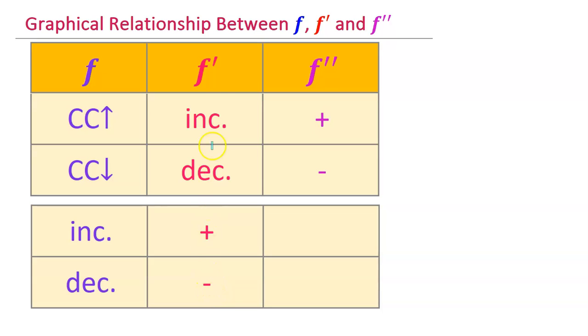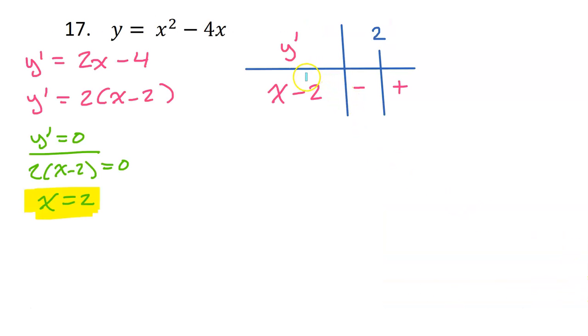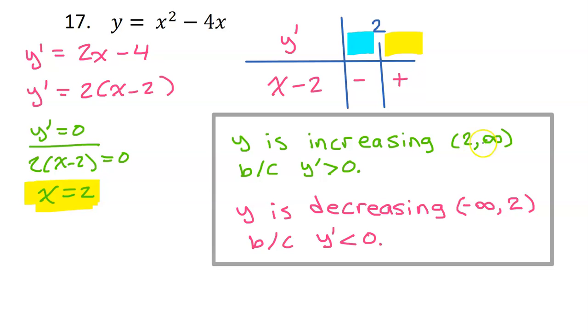We have learned that if f prime is positive, f is increasing. If f prime is negative, f is decreasing. That means that the original function will be decreasing in this interval from negative infinity to 2, and it will be increasing in this interval from 2 to infinity. Let's just write that up with a justification. Y is increasing from 2 to infinity because y prime is positive. Y is decreasing from negative infinity to 2 because y prime is negative.